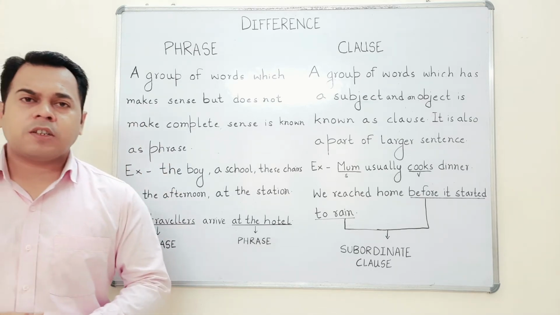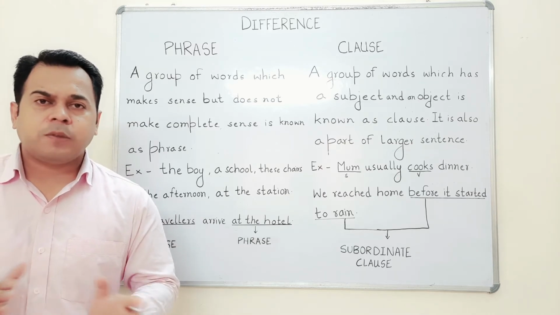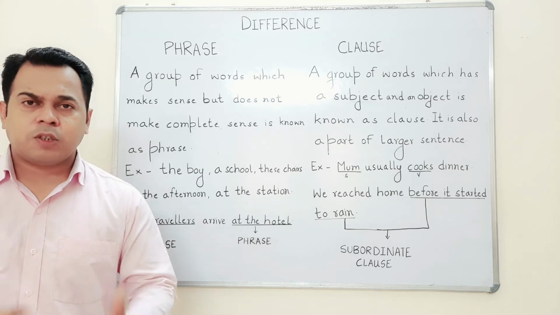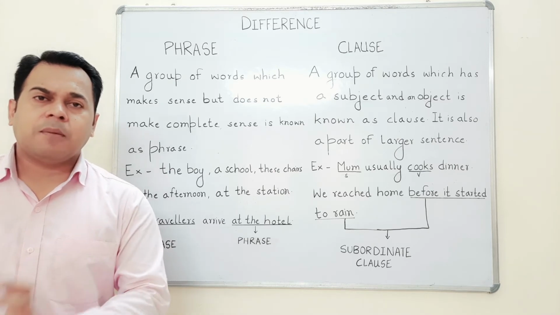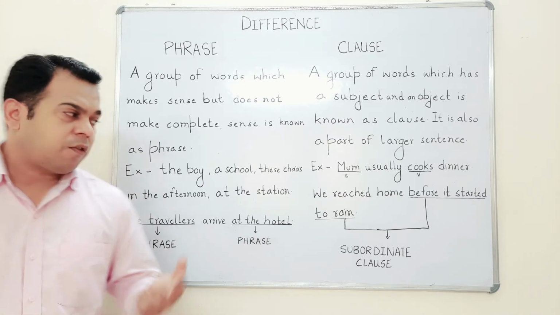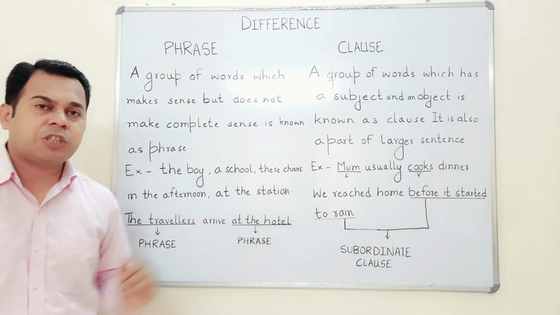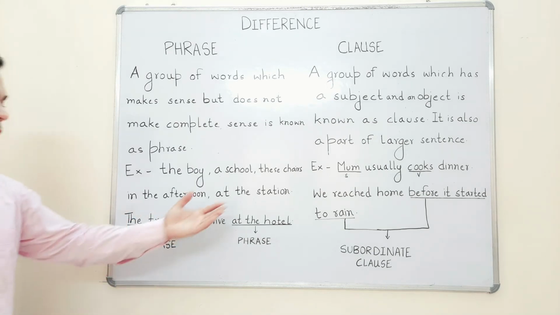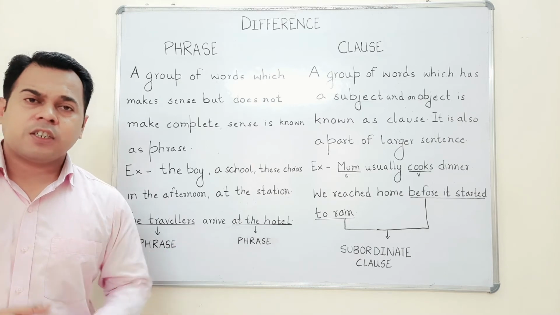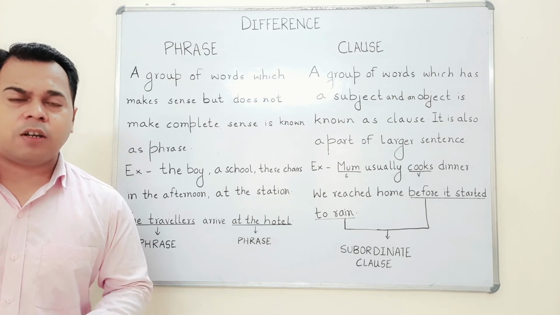A phrase is a group of words which makes sense but does not make complete sense, and it has no subject and object. So a phrase is a certain group of words which makes some meaning but not complete meaning, and they don't have their own subject and object. So they are called phrases. For example, the boy, a school, these chairs, in the afternoon, at the station. These are small phrases which show some meaning but not complete meaning. That's why they are called phrases.